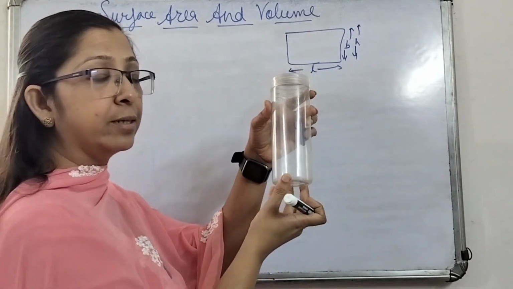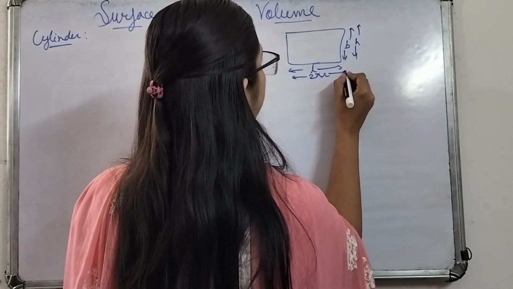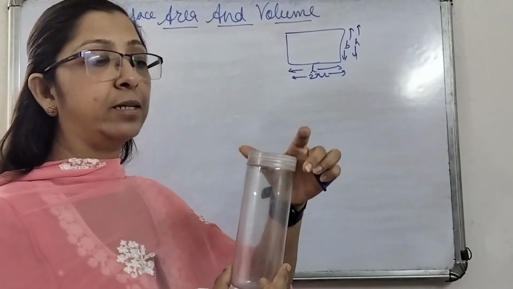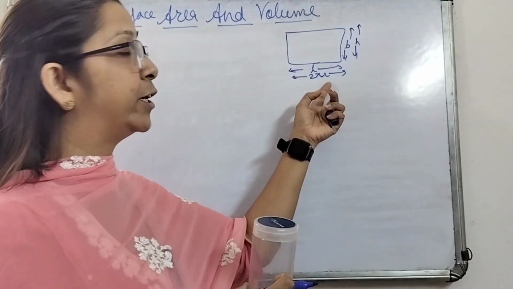The base is your circle, so the circumference of the circle could be written as 2 pi r, where r is the radius of your circle. This base is the circle and the radius of this circle is denoted by r.